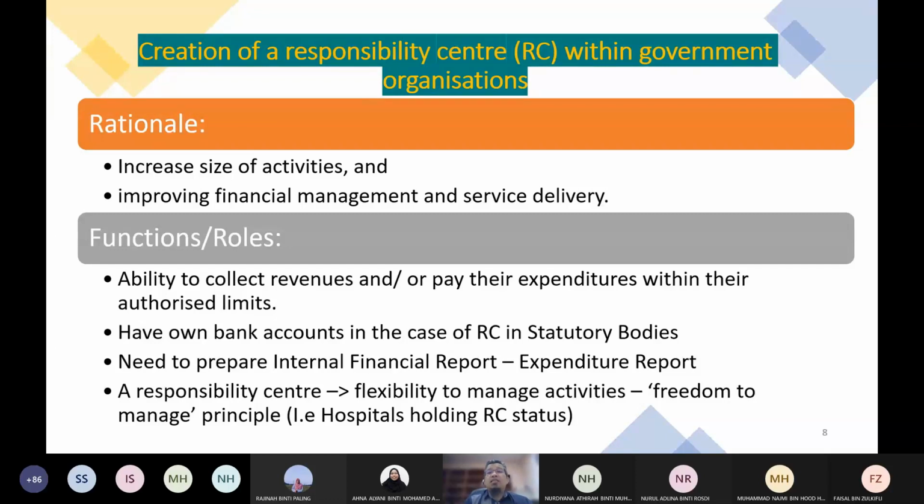Improving financial management and service delivery, because when they hold a responsibility center, if it is a cost center, they will be able to, if you look at the functions and role, let us look at this.